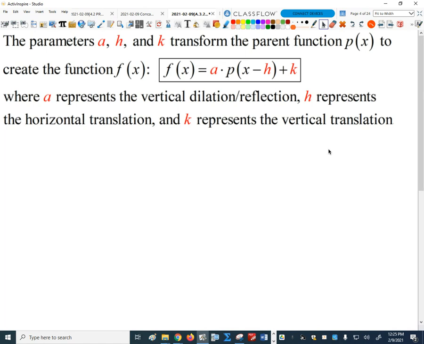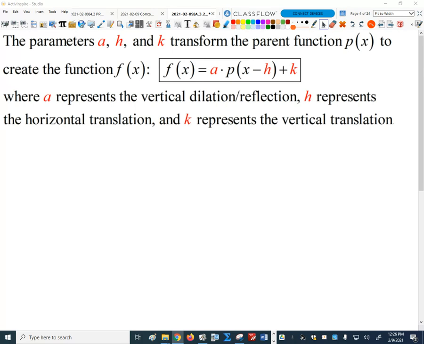Okay, we can put all this together at once, a, h, and k, and here's what it looks like. The parameters a, h, and k transform any parent function. It could be absolute value, quadratic, square root, could be anything. They transform this parent function to create a new function, f of x equals a times p of x minus h, so h is being subtracted from x inside the function, plus k outside the function, where a is the vertical dilation factor. It also tells me if it's a reflection, if it's negative. h represents the horizontal translation, and k represents the vertical translation.